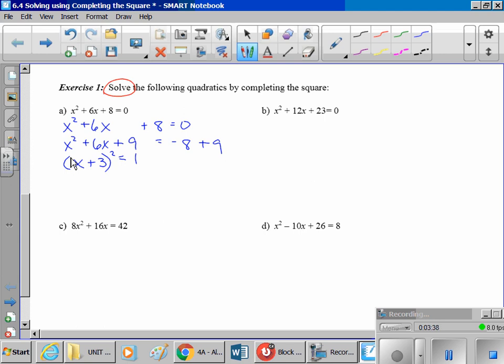So now we square this, and this becomes x plus 3 squared, because half of 6 is 3. It's equal to 1. Take the square root of both sides. This is where it changes. So take the square root of both sides, and we get x plus 3 is equal to positive and negative 1. Some people prefer to split it up. x plus 3 is equal to 1. x plus 3 is equal to negative 1. So we have x is equal to negative 2, or x is equal to negative 4.